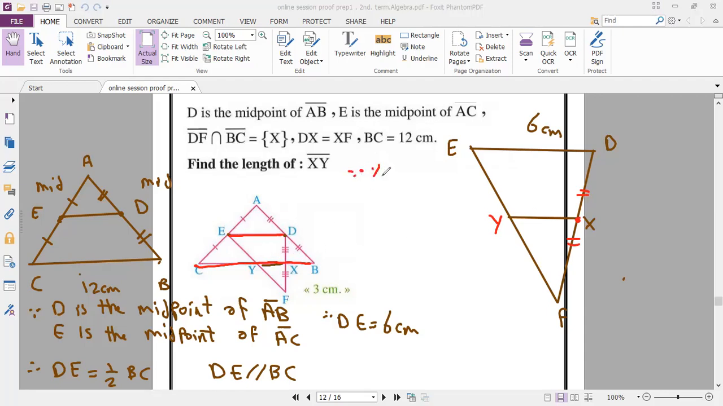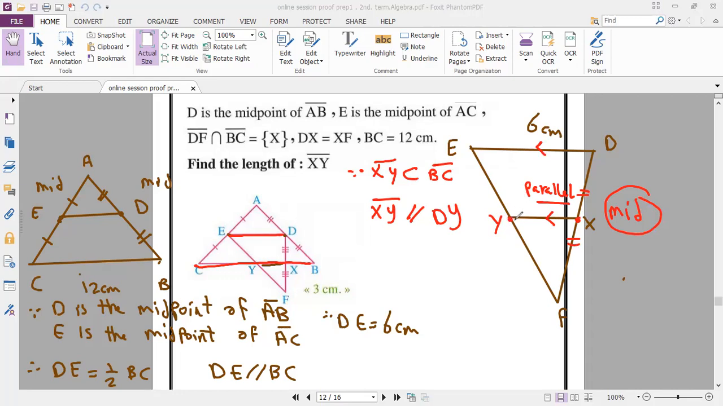So since XY is a subset of BC, the line segment XY subset of BC, and DE is parallel to BC, we can say that XY is parallel to DE. Now let's focus on this triangle here. XY is parallel to DE. So we have X as a midpoint, and XY is parallel to DE, so they are parallel.